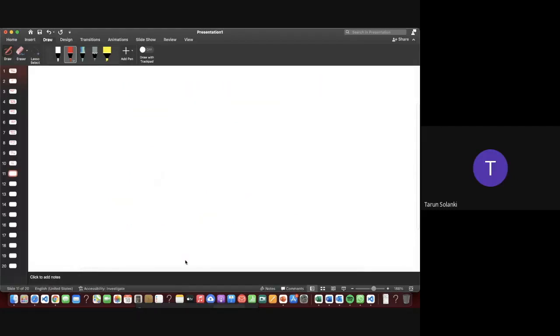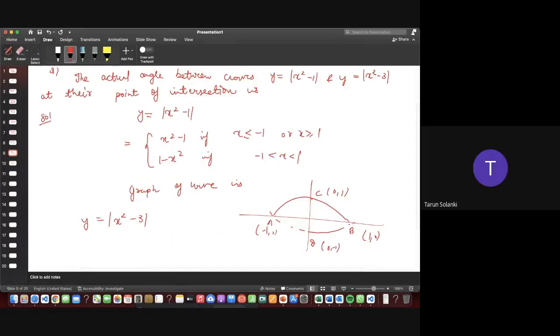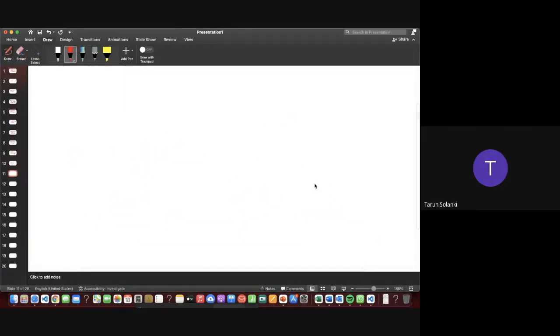Similarly, if we go for the next point, means the inside point which we are taking in the graph, like this and this. So let it be S, this is R point, right? Similarly you can take this point as S. So S will become minus root 2 comma 1, right?